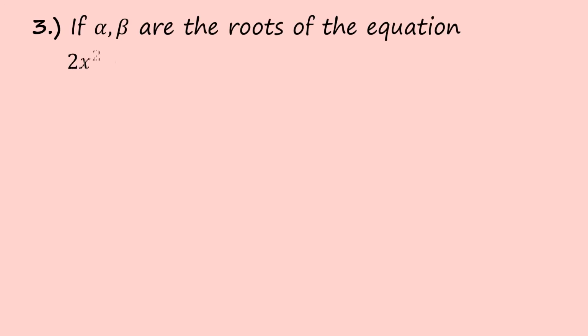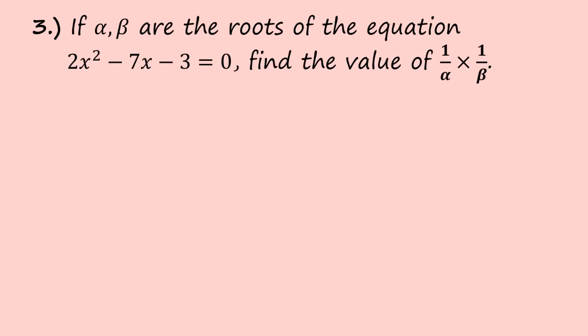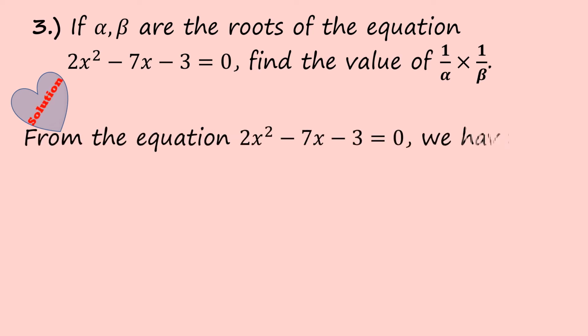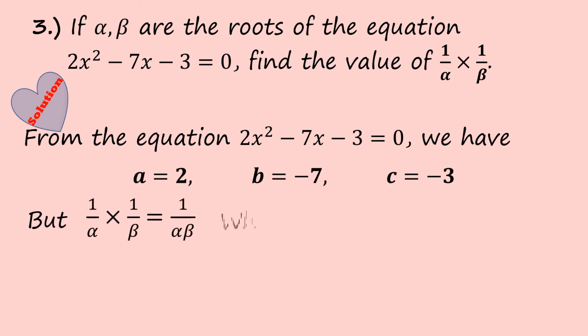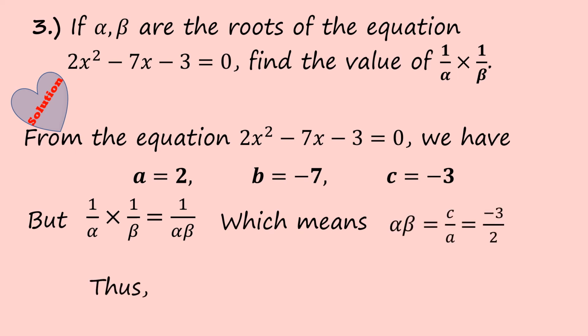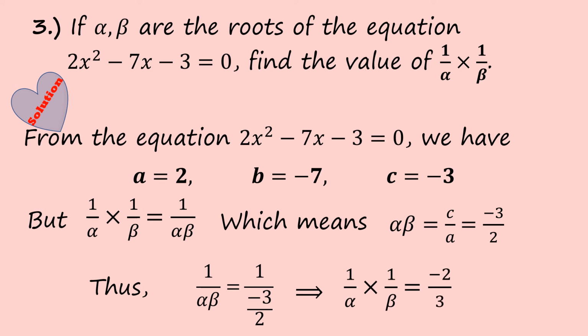Our third example: if alpha and beta are the roots of the equation 2x squared minus 7x minus 3 equals 0, we want to find the value of 1 over alpha multiplied by 1 over beta. We know that from the equation given above, a is 2, b is minus 7, and c is minus 3. But 1 over alpha multiplied by 1 over beta is 1 over alpha beta, which means that alpha beta is minus 3 over 2. Therefore, we have 1 over alpha beta to be 1 over minus 3 over 2, which will give us minus 2 over 3.